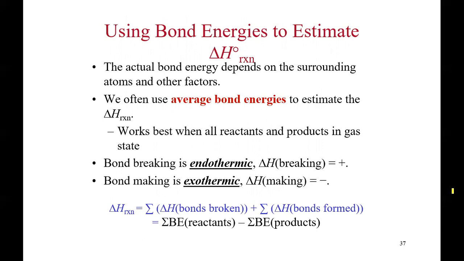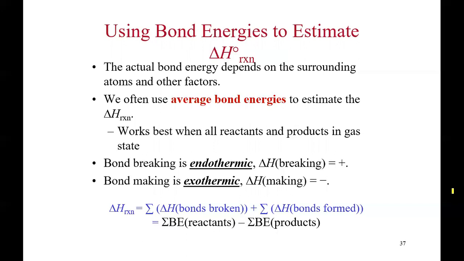Now let's see how we approach the problem. Let's say that we're going to essentially take out the circumstances. The surrounding atoms and other factors are actually going to affect the actual bond energy, but we're going to make an approximation here. We're going to use average bond energies to estimate the heat of a reaction. And like I said, because bond energies are given for gases, this is going to work best when the reactants and products are in the gas state.